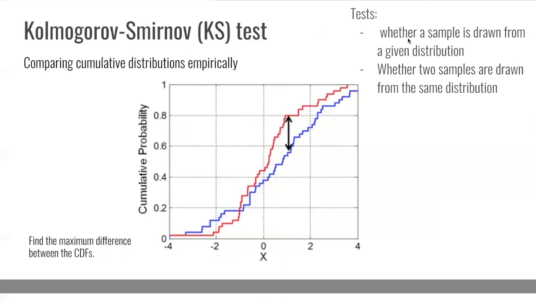So if you want to test whether a sample is drawn from a given distribution or whether two samples are drawn from the same distribution, you can do this empirically by comparing cumulative distributions. The cumulative probability distribution for two different distributions is plotted here, one with the red line, one with the blue line. And with the KS test, we are finding the place across these two distributions where there's the maximum difference between these two cumulative distribution functions.